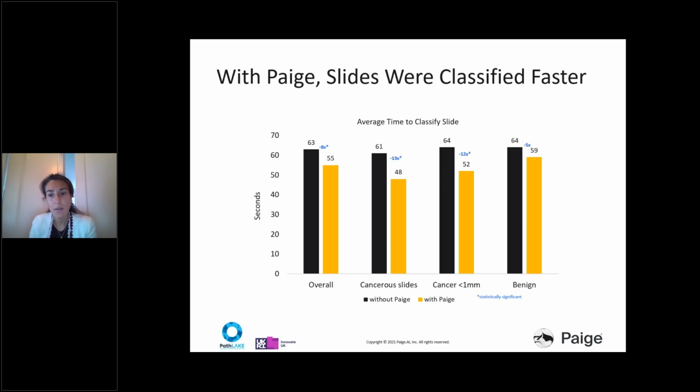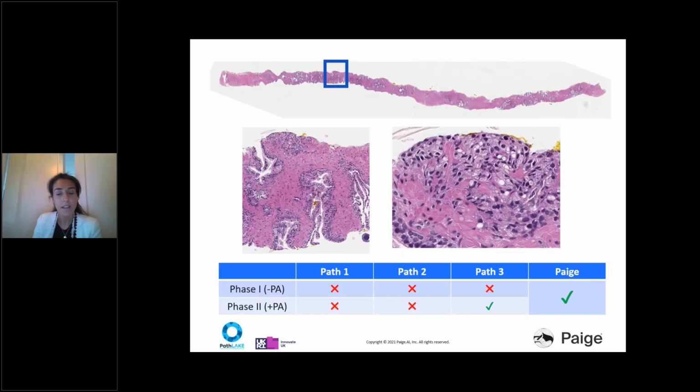And from an efficiency standpoint, we looked at the average time it took to classify a whole slide image. With Paige, pathologists classified all slides, benign or cancerous, faster. This time reduction was statistically significant overall for cancerous slides and for cancerous slides with less than 1 millimeter of cancer. Now let's take a deeper look at the pathologist AI interaction with a few select examples of whole slide images, specifically looking at how the product potentially influenced or did not influence the participants.